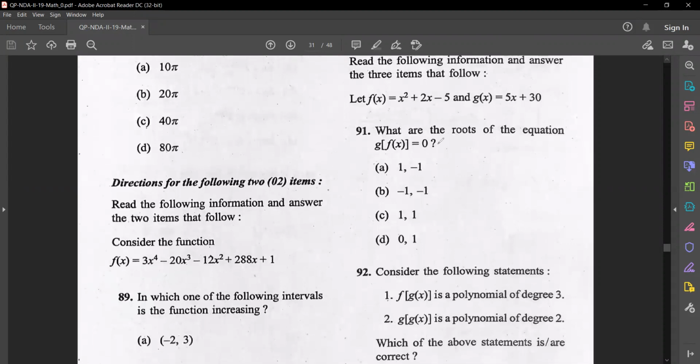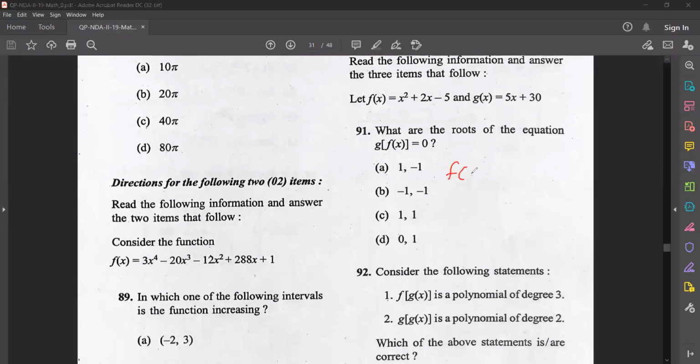You have to check f of g of x. So try f of g of x and comment it. Now comment the answers. So f of g of x, where g of x is 5x plus 30. That means in f of x, wherever there is x, you have to put 5x plus 30. So that is here.